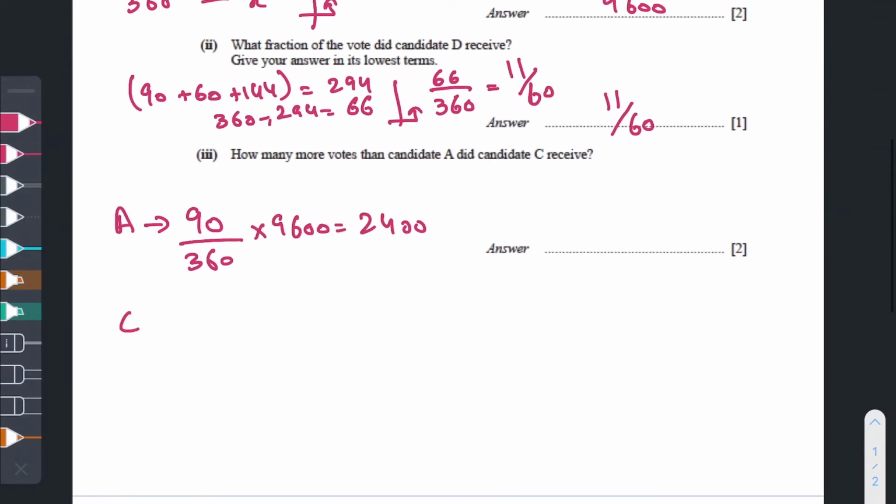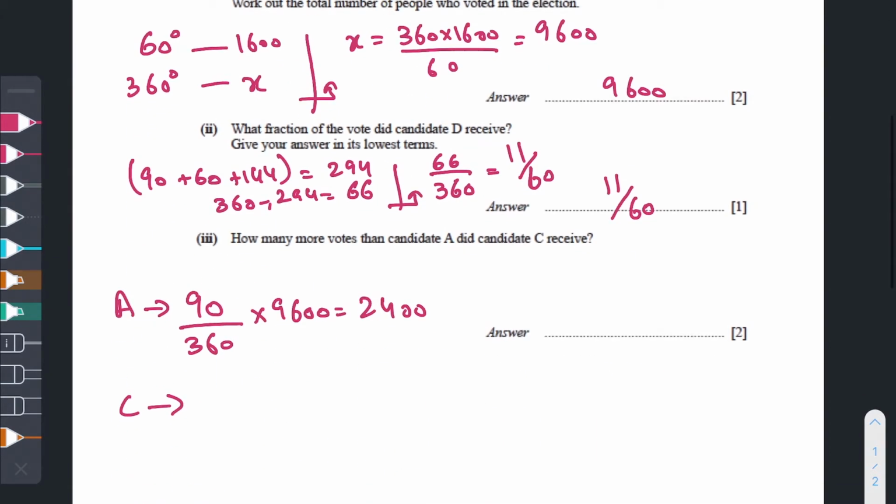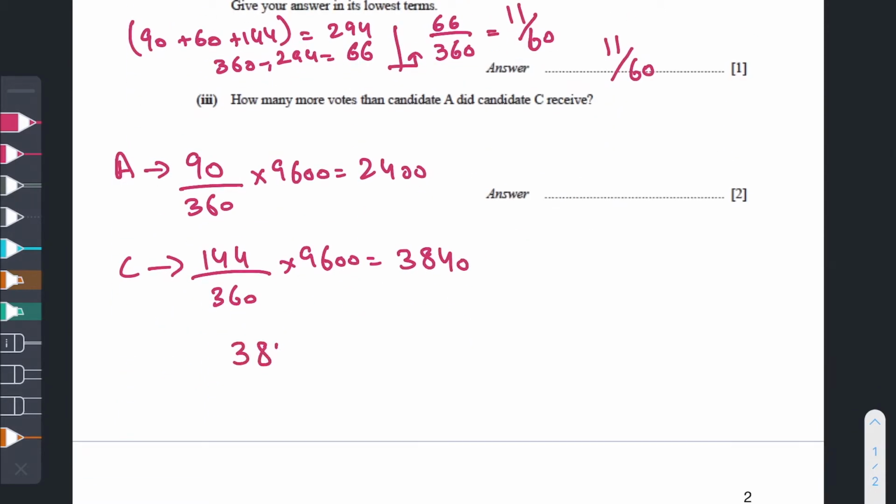Then you need to do the same for candidate C. Candidate C had an angle of 144 degrees. So you do 144 divided by 360 times the total number of voters again. So you do 144 divided by 360 and you multiply this by 9600, you get 3840. These are the number of voters for candidate C. In order to find how many more votes, you need to subtract 3840 and 2400. When you subtract these two, you get 1440. So there were 1440 more voters for candidate C. So you write your answer over here.